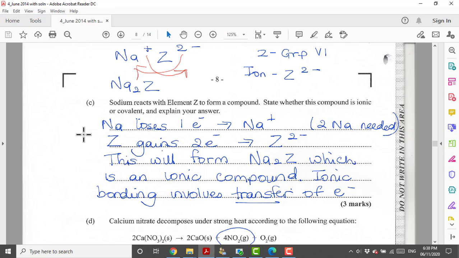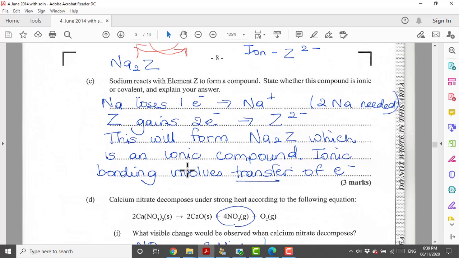Okay, so this is definitely an ionic compound because it involves the transfer of electrons. So sodium must lose an electron and Z must gain that electron. All right, there's no sharing of electrons here. It's strictly gaining and losing electrons, and that is what gives us an ionic compound.